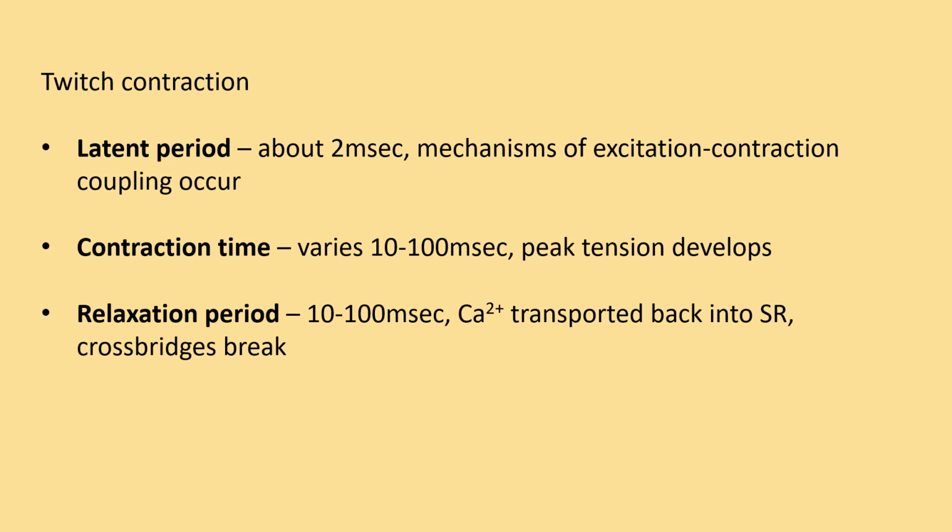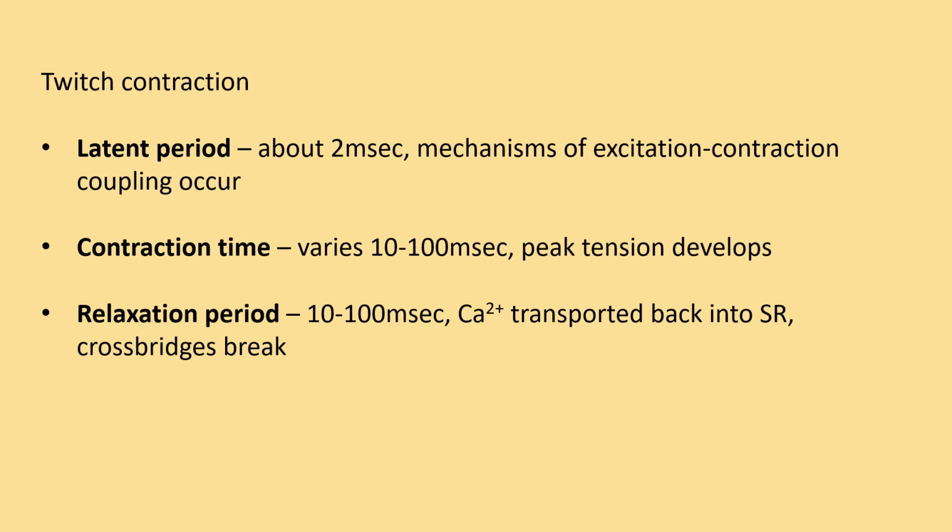And after the contraction cycle gets underway, we move into the second phase, which is called the contraction period or contraction time. And this is when the tension that the muscle cell develops increases over time. And then the contraction time is followed by the relaxation period.